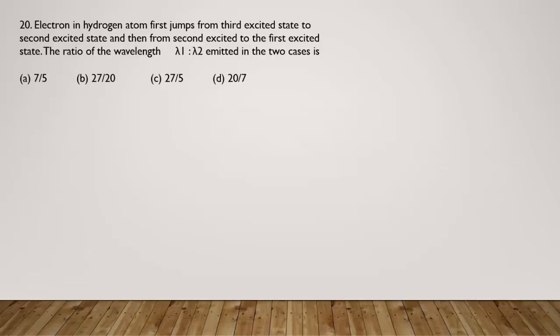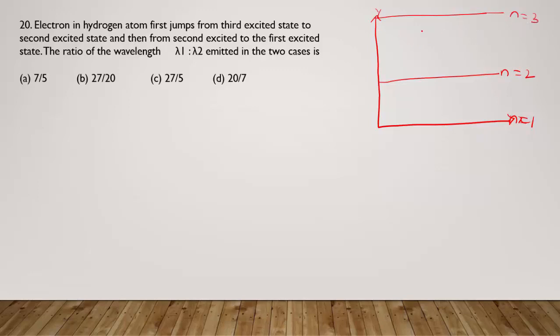And the next problem is, an electron in a hydrogen atom first jumps from the third excited state to the second excited state, and then from the second excited state to the first excited state. Now I draw the energy level diagram. Along this axis, this is the y axis and this is the x axis. Here on this axis, this is n equal to 1, n equal to 2, and here n equal to 3.